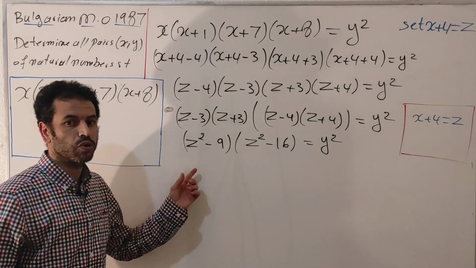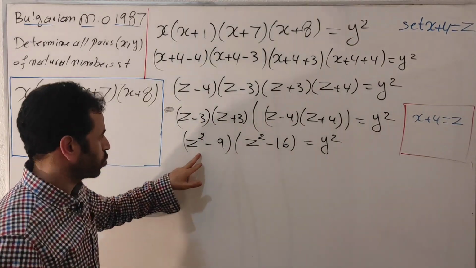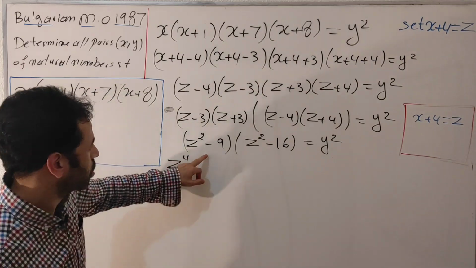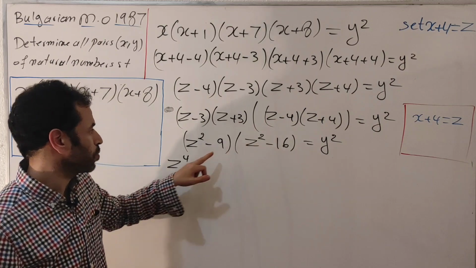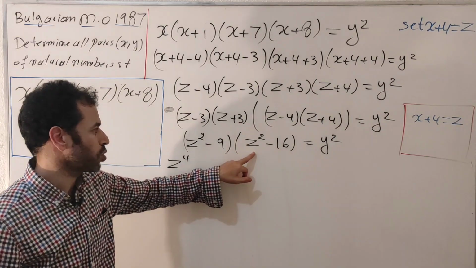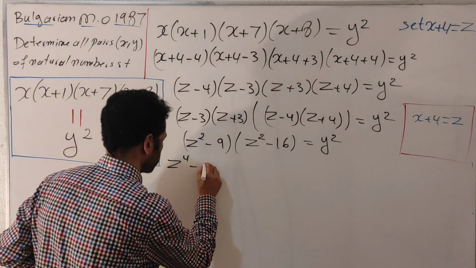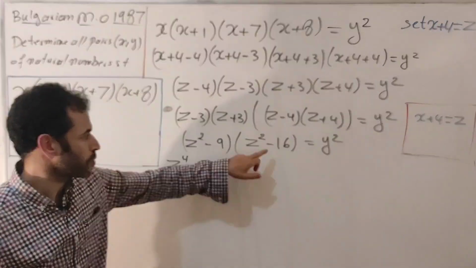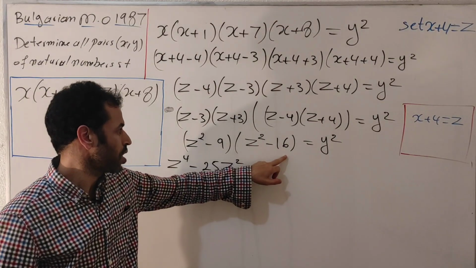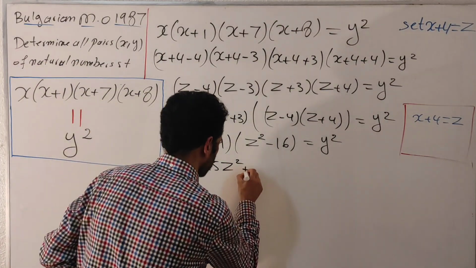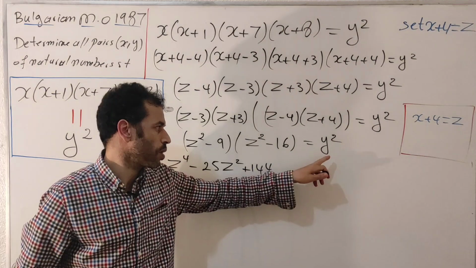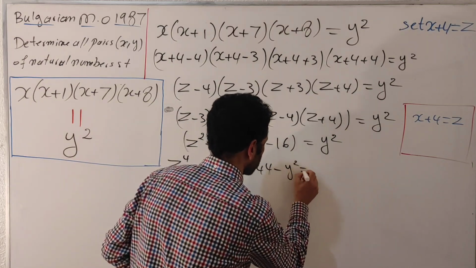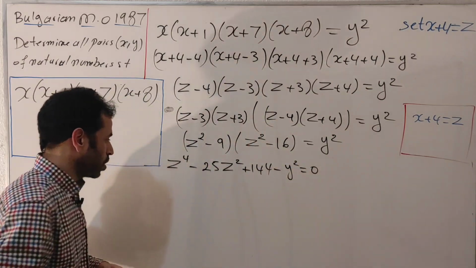Okay, now I'm going to distribute this product. I will get z square is multiplied by z square is given as z to the 4th. The second term I will get minus 16 is multiplied by z square, minus 9 is multiplied by z square, which is minus 25 z square. For the last term, minus 9 is multiplied by minus 16 is given as 144. Okay, plus 144. By moving y square to the left hand side of this equation, I will get minus y square equals 0. Okay, now it's very clear here.